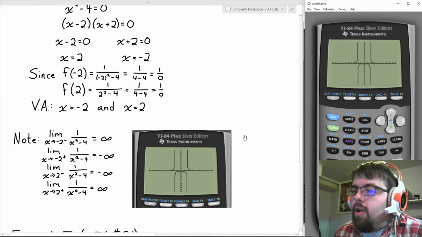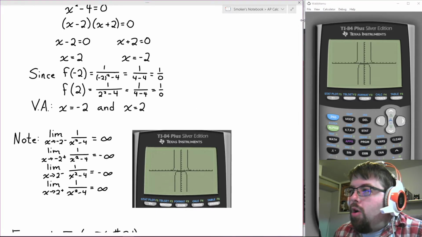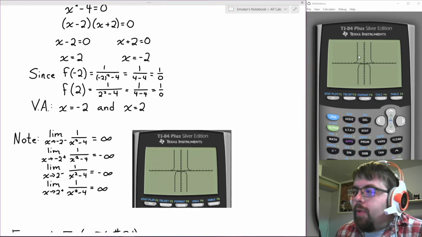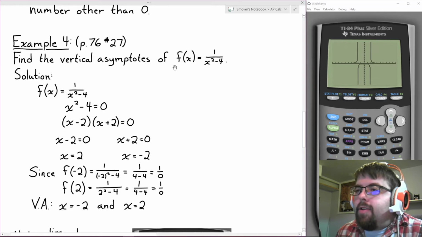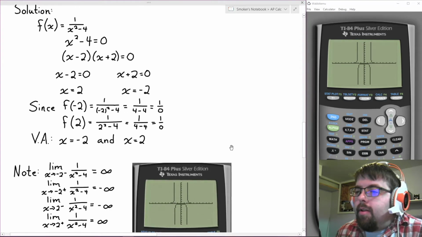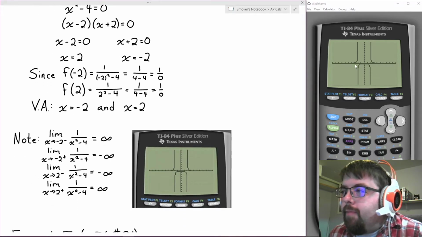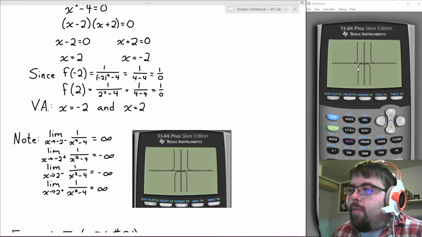Vertical asymptotes. Now, without looking at it graphically, we won't know just from the algebra that we did up here whether the limit goes to positive or negative infinity. We'd have to look at the table or the graph to see whether the infinity is positive or negative. But it didn't ask us that in here. It just asked us to find vertical asymptotes. So you can see from the graph that the limit as x approaches negative 2 from the left goes to positive infinity. Negative 2 from the right goes to negative infinity. 2 from the left goes to negative infinity. 2 from the right goes to positive infinity.